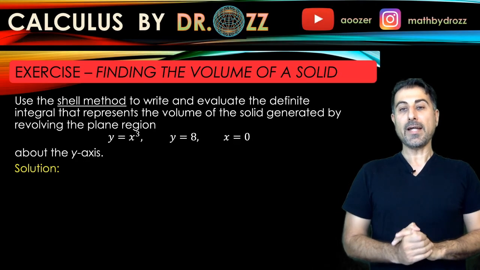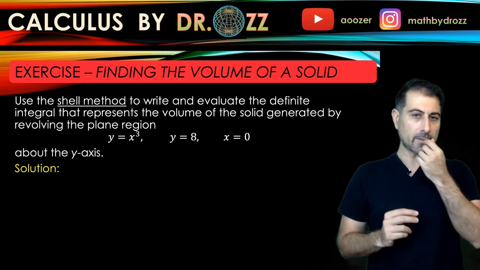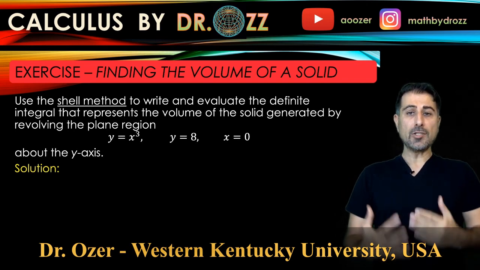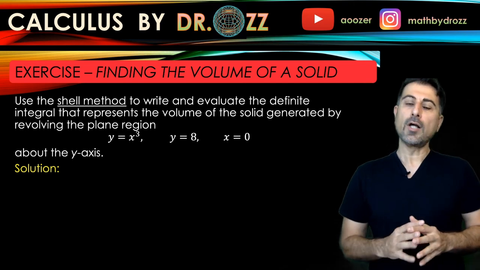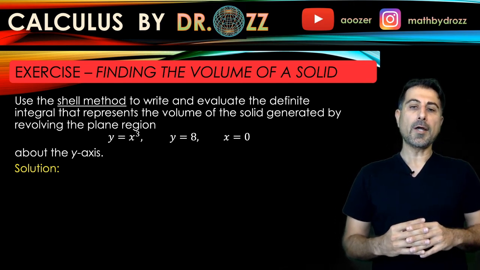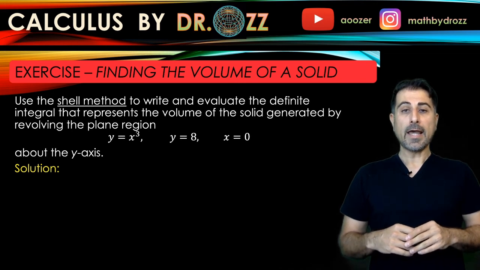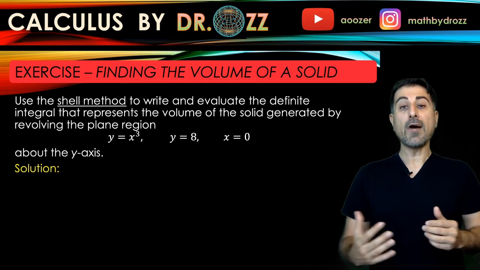Today, we're going to practice another application of definite integration. It's finding the volume of the solid by using the shell method. And we're going to revolve the given region around the y-axis, and that's going to be a solid, obviously, after the revolution. And we're going to find the volume of that.